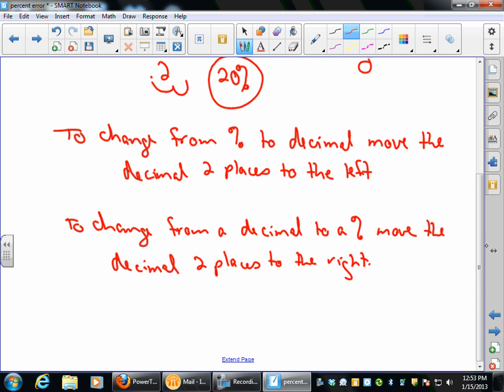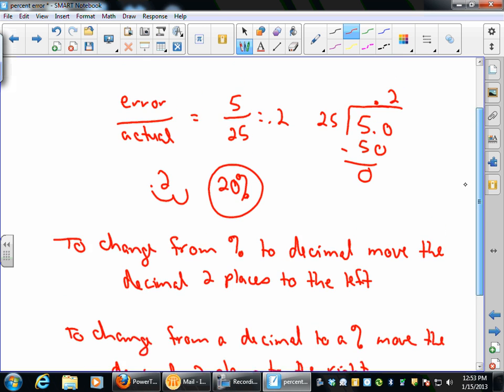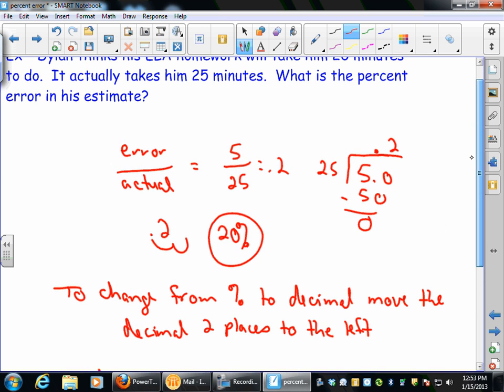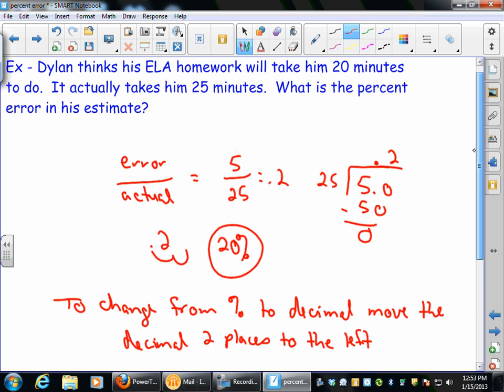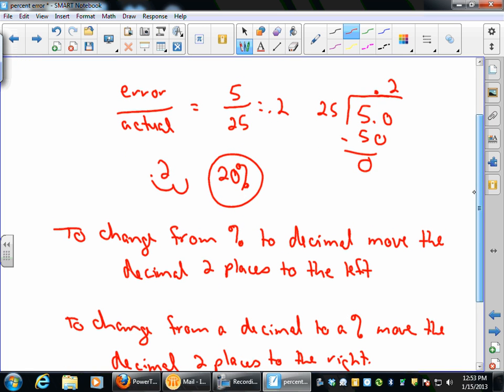So remember these 2 little facts, and then it's just doing the error divided by the actual amount. Divide that out, you'll get a decimal, then move it over to make it a percent. That's it.